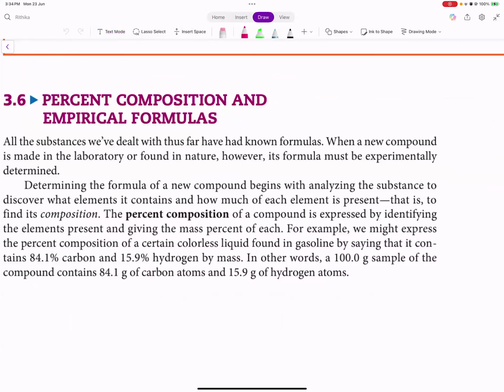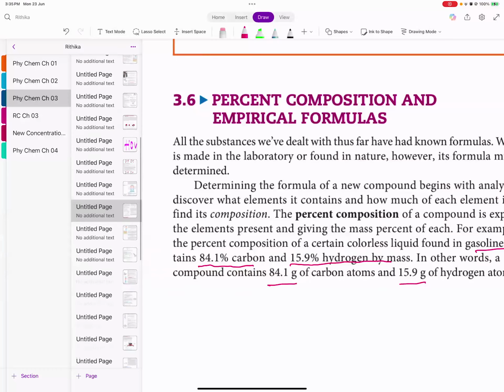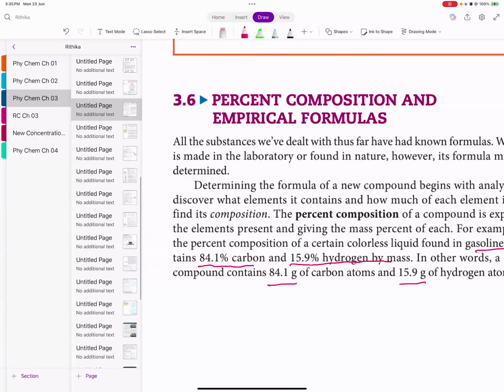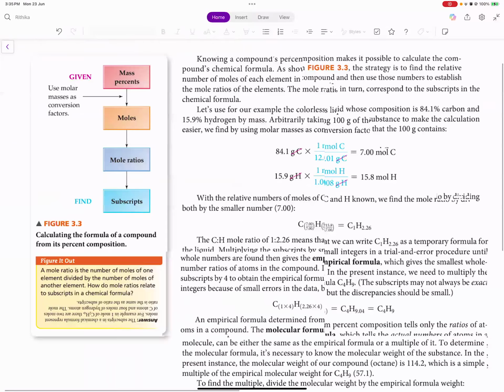If we say that gasoline has 84.1% carbon and 15.9% hydrogen by mass, then we can say that in a 100 gram sample, we will have 84.1 gram carbon and 15.9 gram of hydrogen, right? Now we are going to continue and see how to calculate the percentage composition. This is fairly simple.